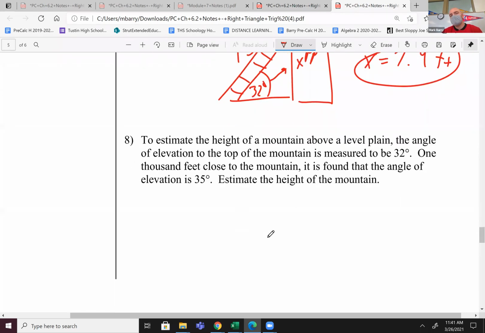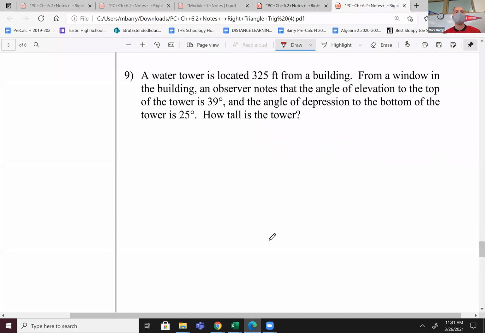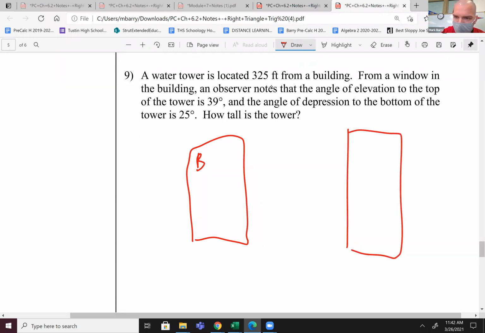Up to you. I do want to do number 9 though, because this one we are going to have on a quiz. I already know because I really like this question actually. So it says a water tower is located 325 feet from a building. So I'm going to draw the building right here. I'm going to draw the water tower right here. And we know that they are 325 feet apart.